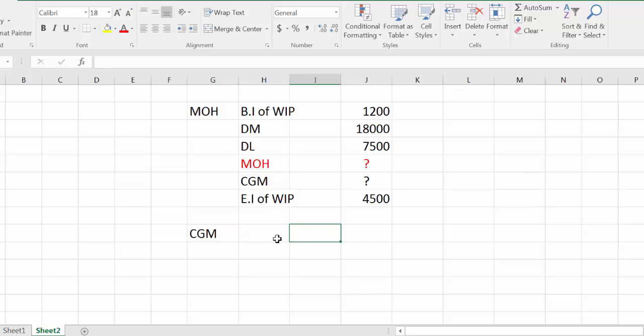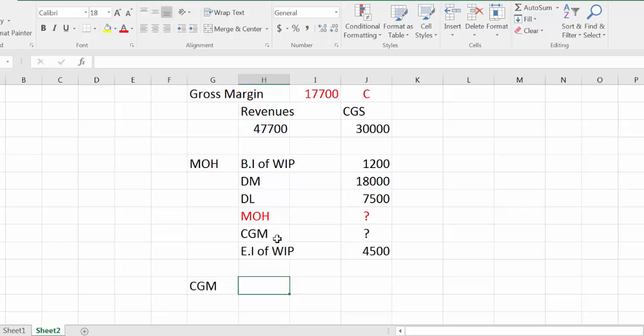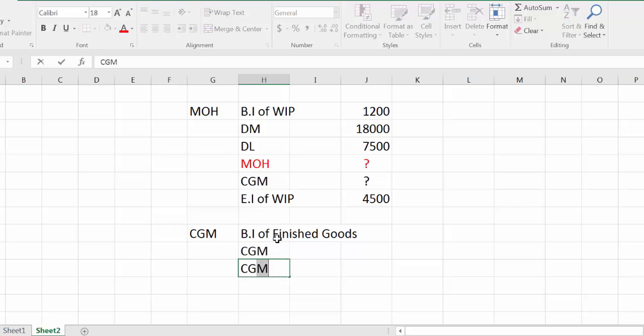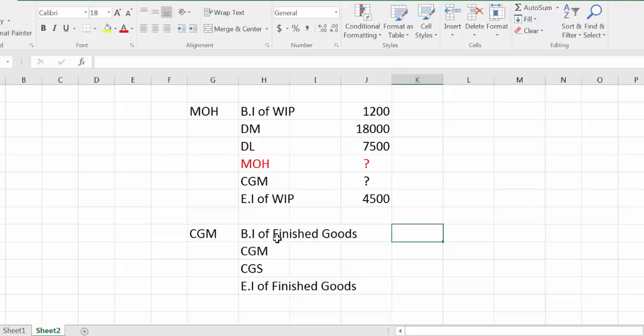For the CGM, it's going to be quite interesting because this is something we have done in sheet 1 also. So for CGM, you have to think about where CGM appears. We have beginning inventory of finished goods, then the CGM will be transferred into this inventory. If you add them, you have so-called finished goods available for sale. Then you minus CGS, those goods being sold, and the result is ending inventory of finished goods. This formula is very simple. Do we know 3 out of 4? If we know beginning inventory of finished goods, the CGS, and the ending inventory, we can find the CGM.